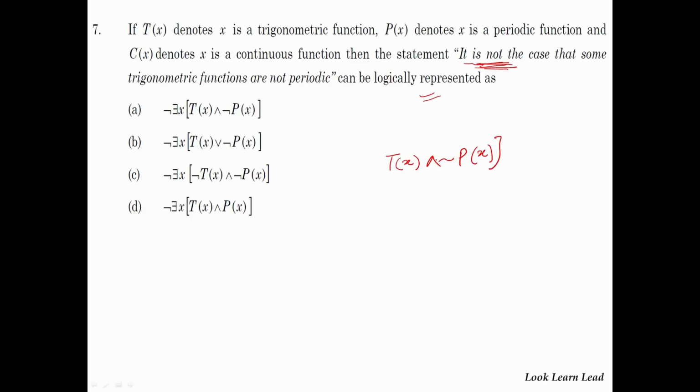Okay, we have written this, and the phrase it is not the case is there. So we would write there doesn't exist. That is, this statement is false. So our answer would be: there doesn't exist some trigonometric functions that are not periodic. Answer would be A. Okay, is it clear?